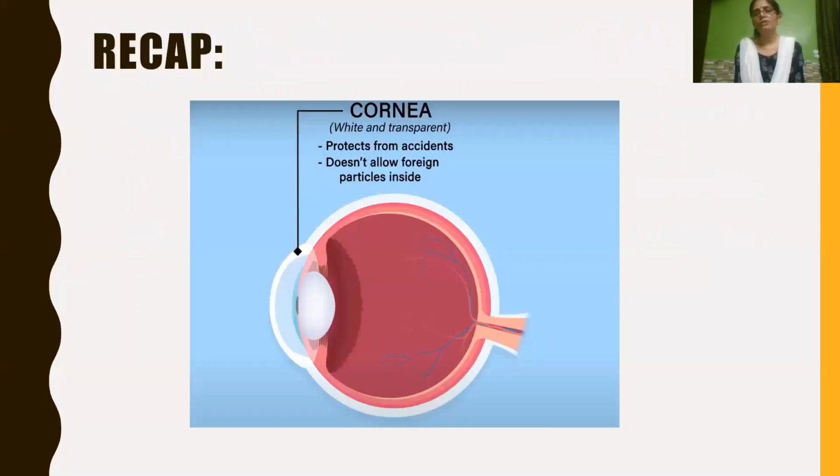Okay, children. So we'll end this session here. In this session, we have learned about the structure and function of the eye. First part is cornea. It is white and transparent. It protects from accidents, and it doesn't allow foreign particles inside. See in the picture, that outer white transparent part is called cornea.